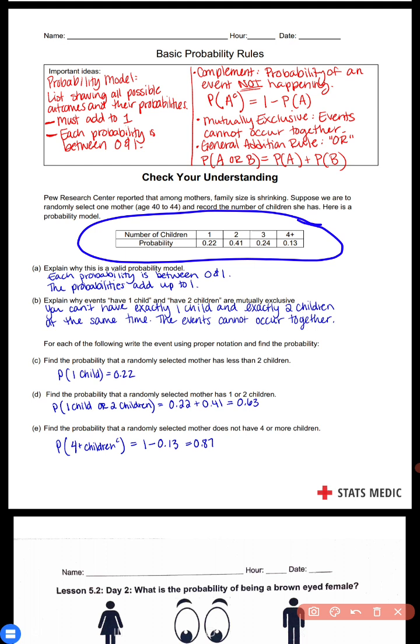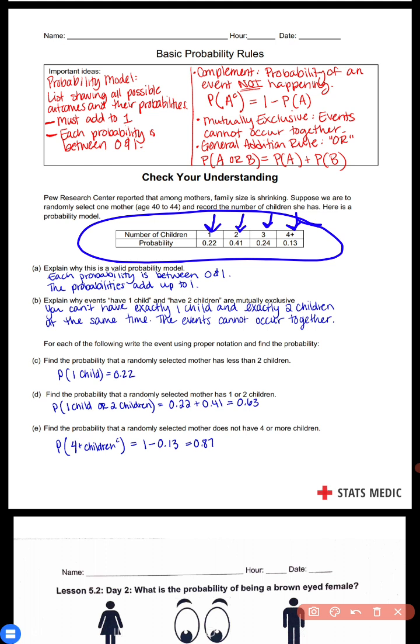So when we read this example here, it says the Pew Research Center reported that among mothers, family size is shrinking. Suppose we are to randomly select one mother between the ages of 40 to 44, and we record the number of children she has. Okay? So the possible outcomes here are she could have 1 child, 2, 3, and 4 plus. The numbers at the bottom are the probability that a mother fell into each category. So 22% of mothers that were polled had only 1 child. Okay? That's how we would read this table.